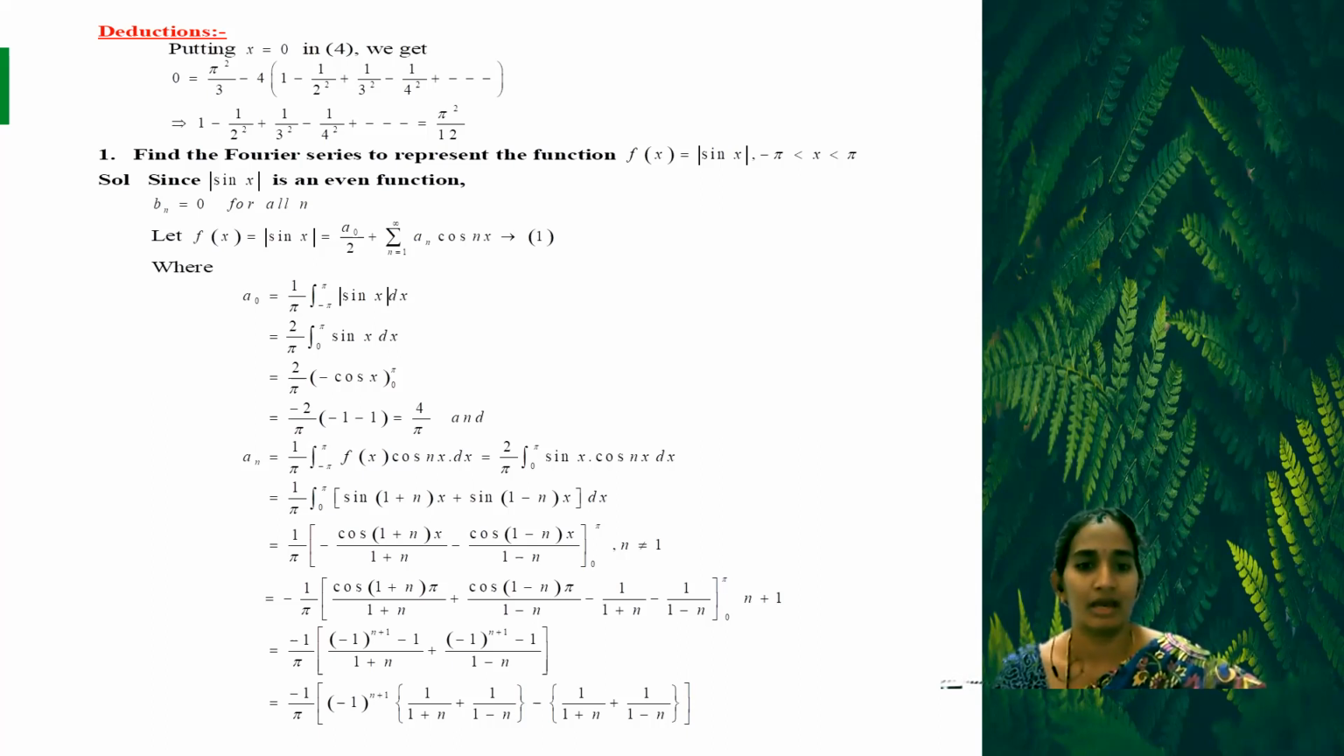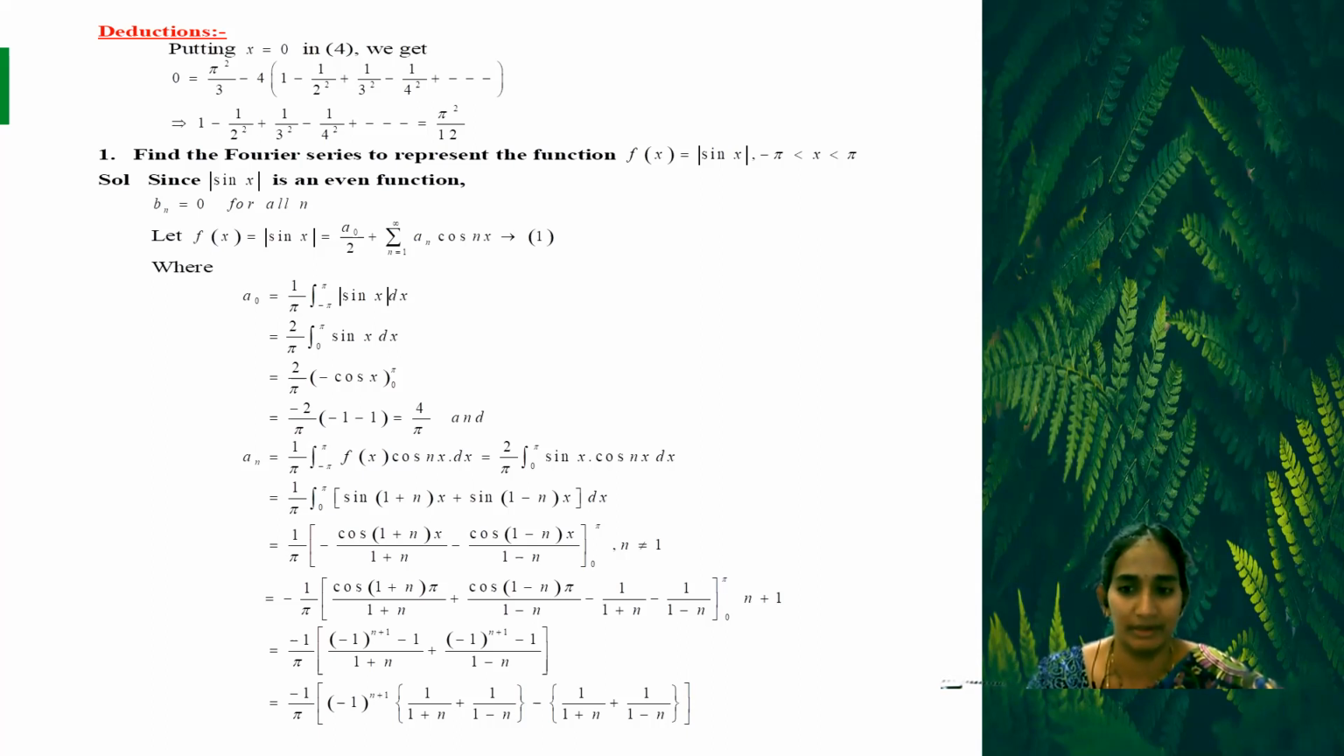Now applying upper limit minus lower limit. The upper limit is pi, the lower limit is 0. Cos pi is minus 1, cos 180 degrees. Cos 0 is 1. So the minus 1 is negative; taking the constant, it is minus 2 by pi. Cos pi is minus 1, minus cos 0 is 1, so minus 1 minus 1 is minus 2. Minus 2 into minus 2 by pi gives 4 by pi. 4 by pi is your a naught value.